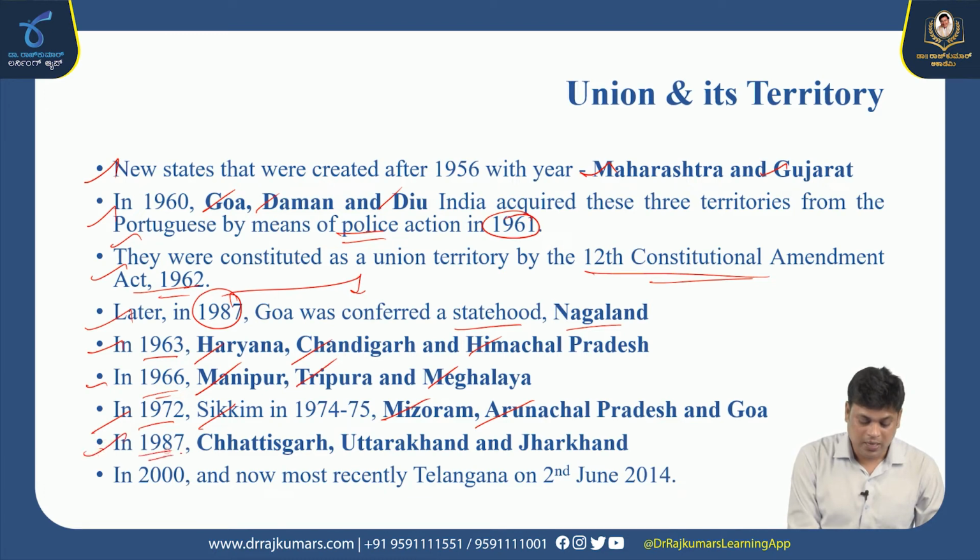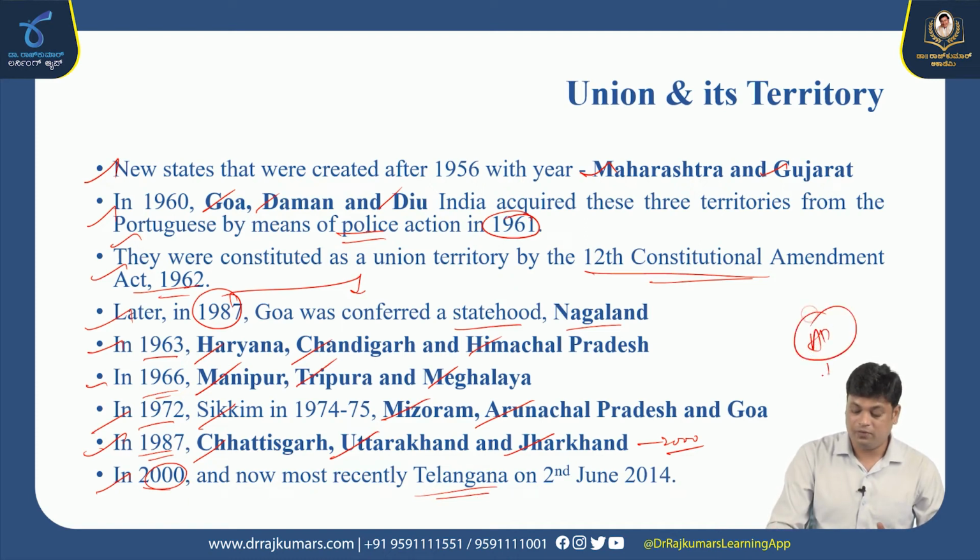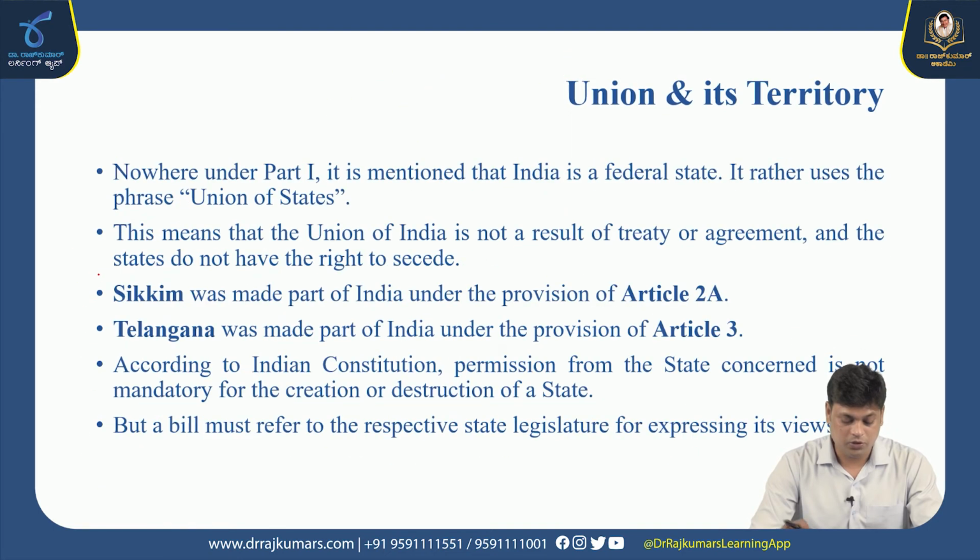Chhattisgarh, Uttarakhand and Jharkhand. These three states came into existence in the year 2000. And now most recently, the bifurcation of states happened in Andhra Pradesh and the birth of the new state known as Telangana. In the year 2014, Telangana state came into existence. So these are all the important points you need to understand.